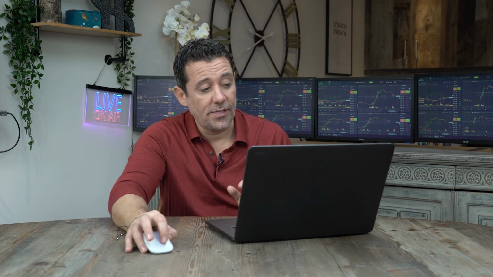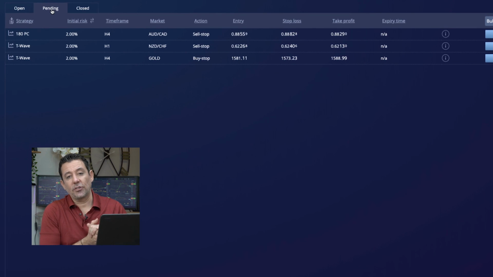Okay, so we've placed some trades now. Let's go back to the trades screen where I can see my pending trades. So I click on the pending tab. These are my pending trades. We'll revisit these in a few hours and see how well they're getting on.